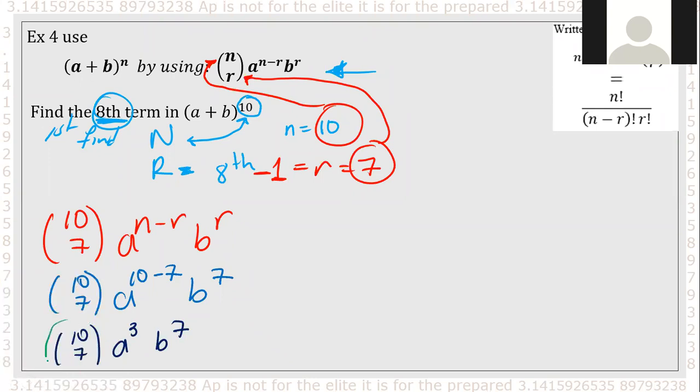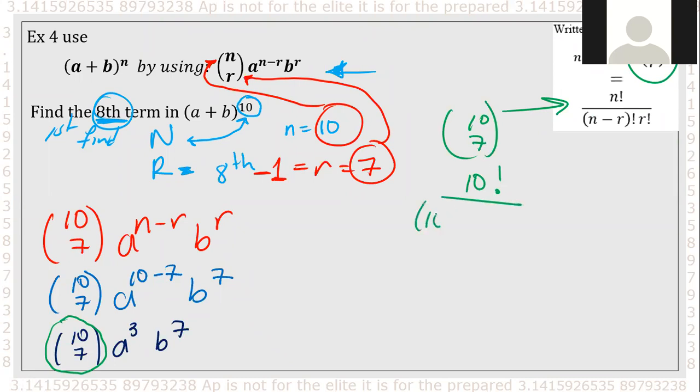Now this part right here, the 10, 7, that is back to this equation right here. They're asking us 10, 7. So all we have to do, guys, is substitute. So it's going to be 10 factorial divided by 10 minus 7 factorial, don't forget, and 7 factorial. Okay, not that bad. This is the same thing as saying 10 factorial over 3 factorial, right? Because 10 minus 7 is 3. And then this is 7 factorial.